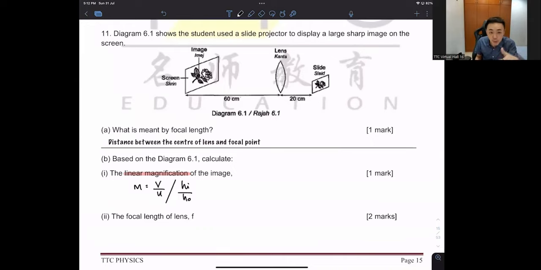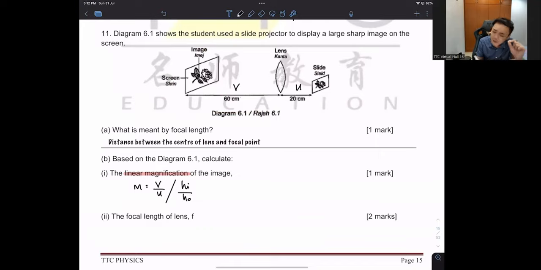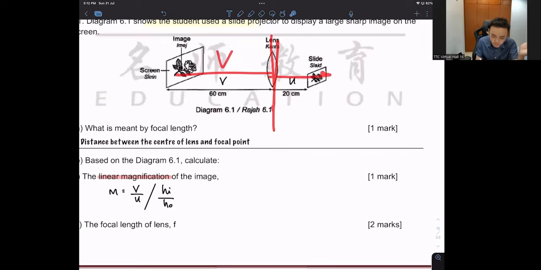Height of image over height of object, or V stands for image distance and U stands for object distance. So here, obviously provided to you, this is the image distance, this is the object distance, right? Now, they say image, so the slide means object. So what you have here is U, and this one is V. Bear this in mind, whatever you try to measure, focal length, object distance, image distance, you always measure from the lens. So from the lens to the image, V. From the lens to the object, U.